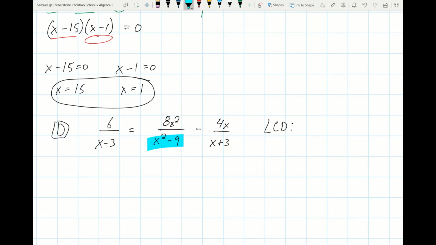It's currently x squared minus 9. This is a difference of squares. So I actually can change this to become 8x squared over, and a difference of squares, x minus 3, x plus 3.